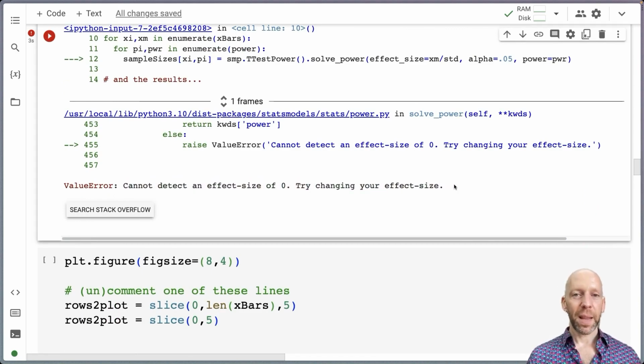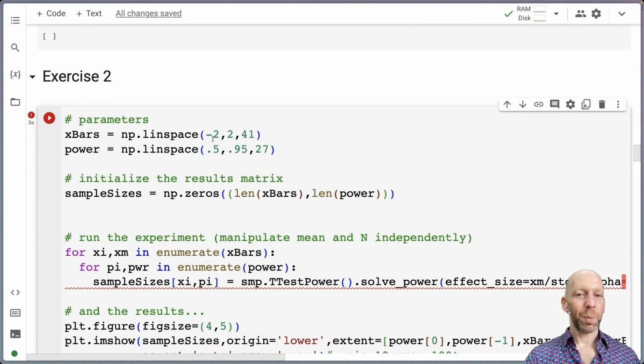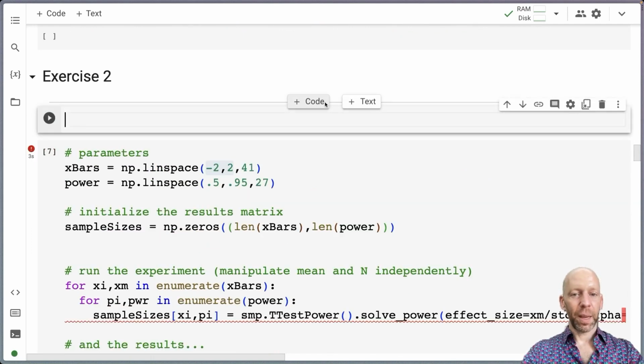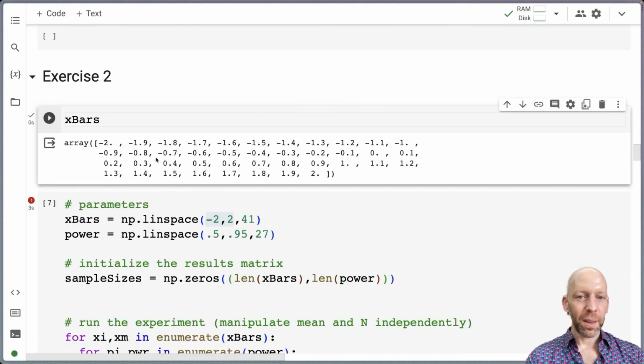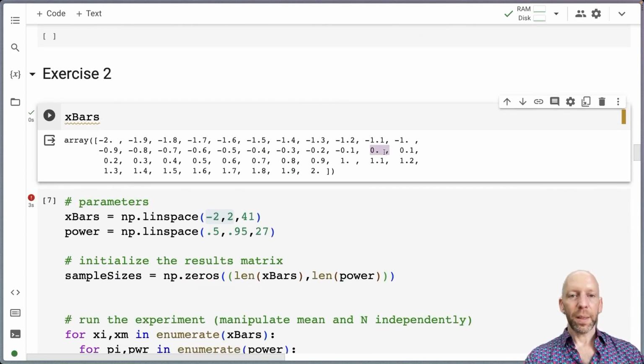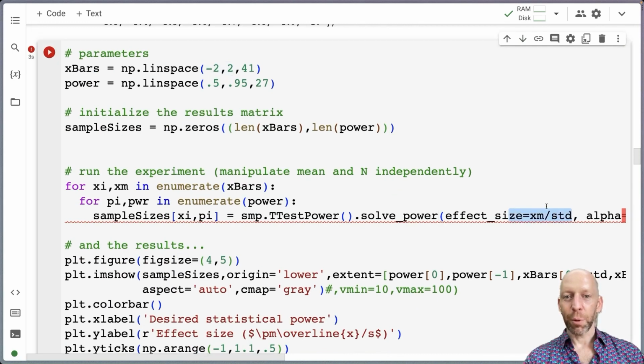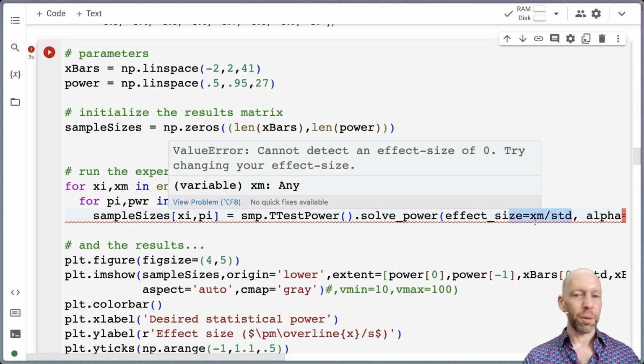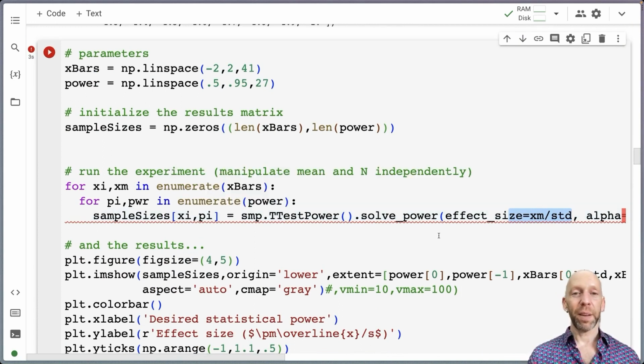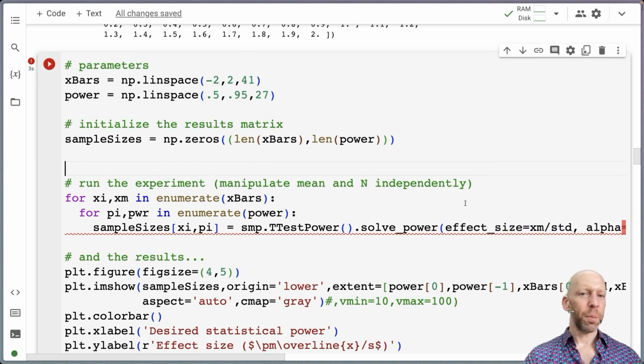Okay, so the issue is that when you have linearly spaced numbers from minus something to plus something, there's an odd number of numbers. You're guaranteed to get exact 0 in there. I can even show you this. So we have X bars, and there is an exact 0 here. So what does this mean? Well, when we get to that part of the for loop, that value, we have an effect size of 0 divided by whatever. And so we're looking for an effect size of 0. How many subjects do you need? How much data do you need to get an effect size of 0? And the answer is unknown. You need an infinite amount of data in order to have an effect size of 0. So the formula just fails.